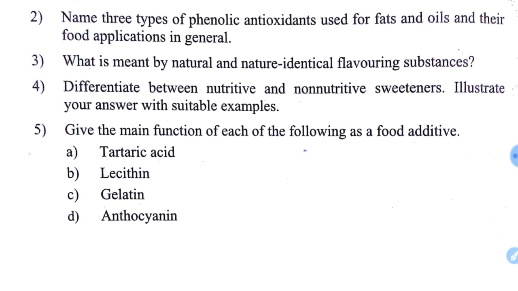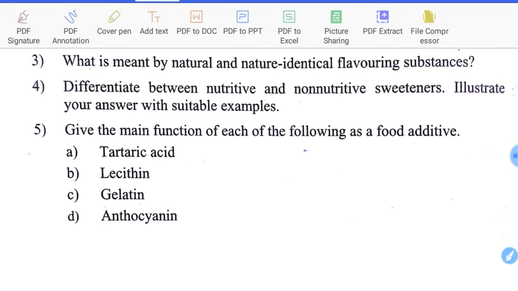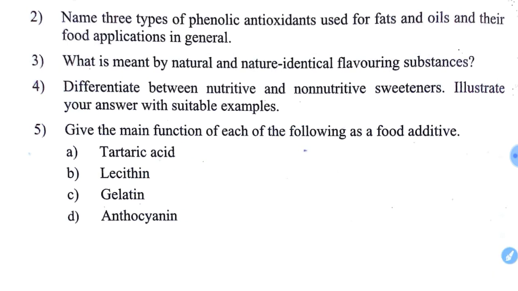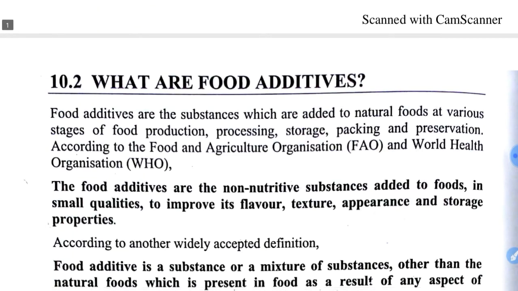Then the next question is, give the main function of each of the following as a food additive: tartaric acid, lecithin, gelatin, anthocyanin. After reviewing this video, we can answer all these questions. So first we have to understand what food additives are.